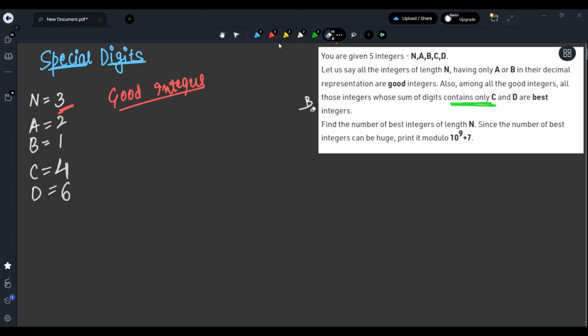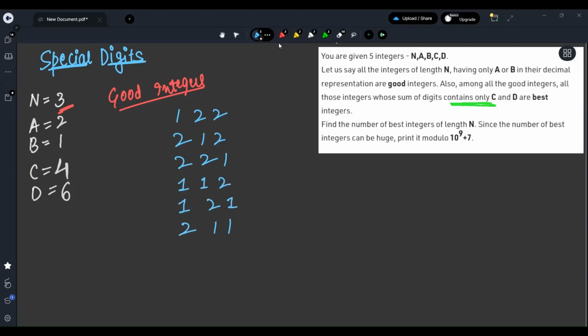Let's say I have 2 and 1 and I want 3 digits. So we can have 1 2 2, 2 1 2, 2 2 1, or 1 1 2, 1 2 1, and 2 1 1, and 1 1 1, or 2 2 2. Yes. So these are the permutations that you can generate using 2 and 1, and these are 3 digits only.